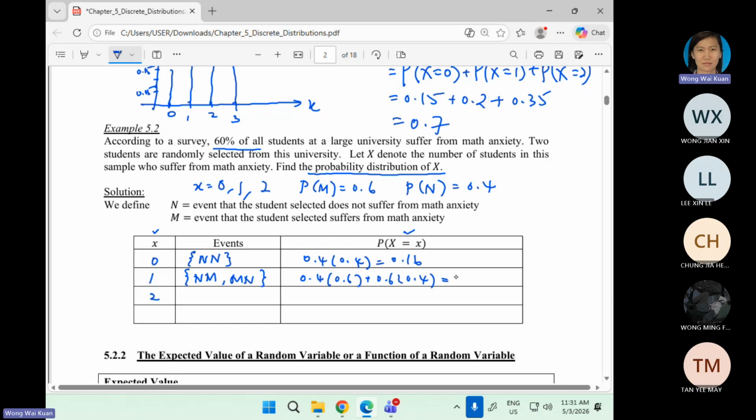Okay, 0.48. Then how can I get a 2? 2 is MM. So MM is 0.6 times 0.6. So that is 0.36. So when I sum this, what do I get? 1. I need to get 1, right?